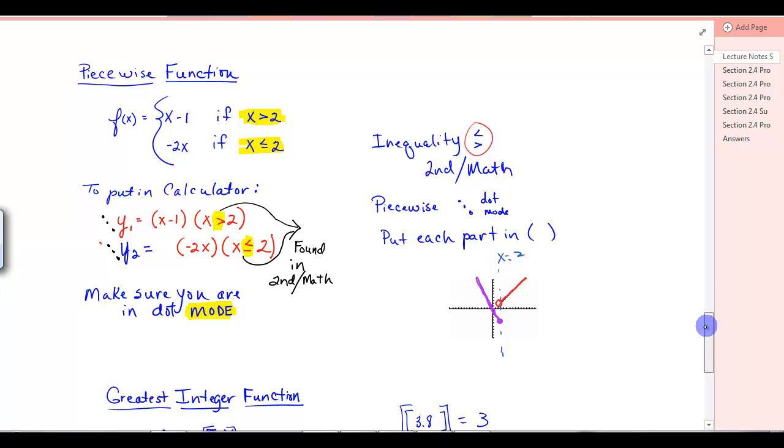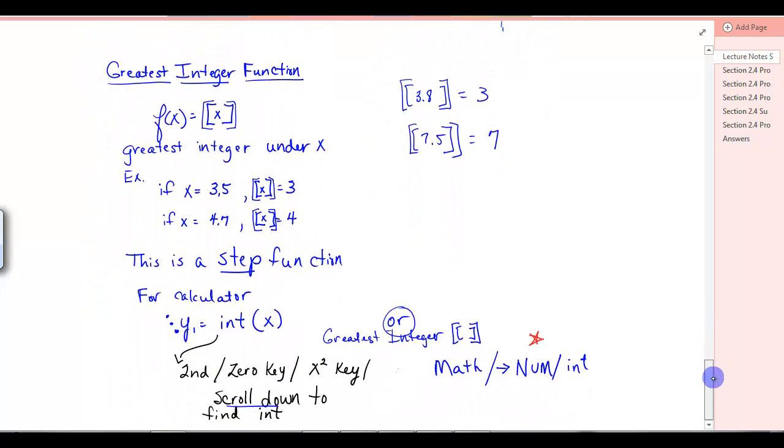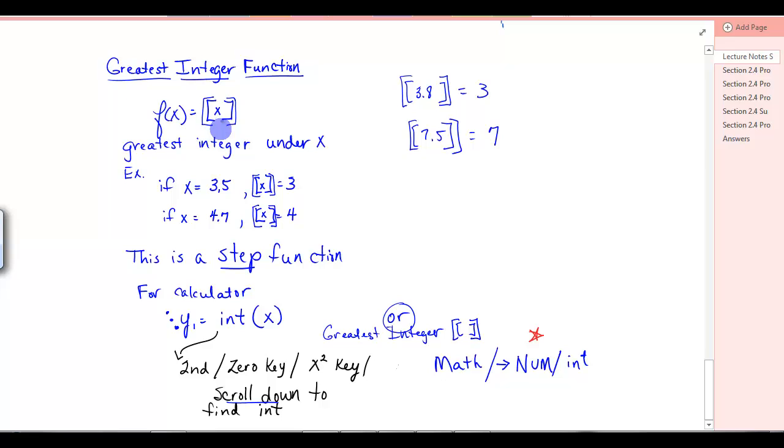The other one that we might see is called a greatest integer function. And usually in the book or on MathLab, it might have 2 brackets like that. What it means is the greatest integer value of x means the greatest integer under x. So if x is 3.5, the greatest integer, integers are whole numbers, under that would be 3. If it was 4.7, it would be 4, 3.8 would be 3, 7.5 would be 7. So it's also called a step function.